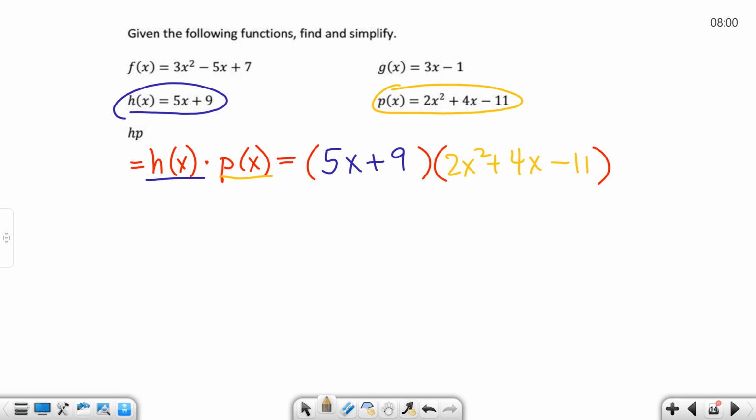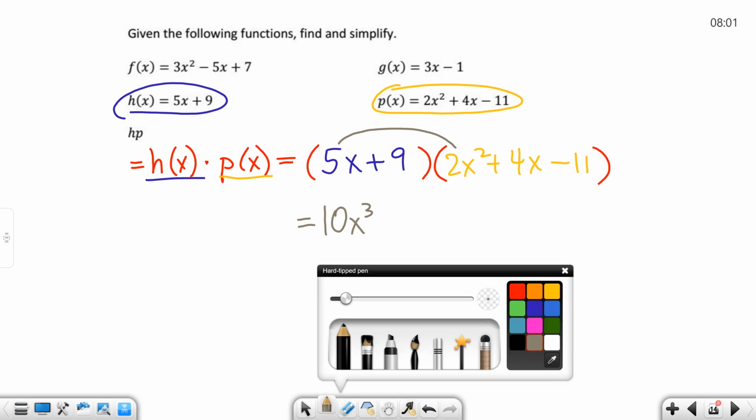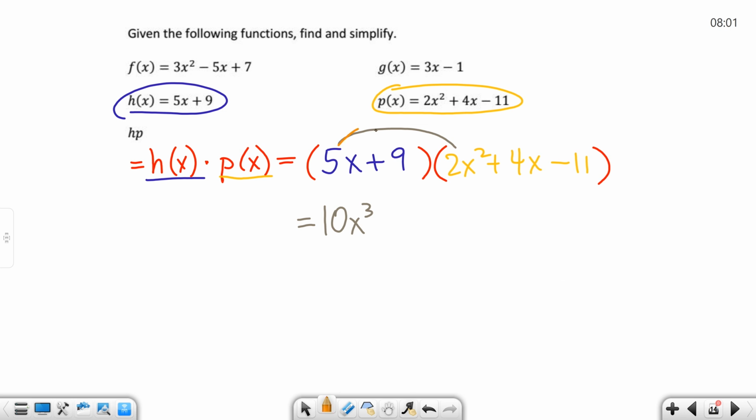It's bigger. But what you're going to do is take the 5x and distribute it to all three of these. So the 5x times the 2x squared is going to be what? 10x to the third, right? Because you have 1x and 2 more x's has to give you 3. 5 times 2 is 10. And then I'm just going to continue changing colors here. 5x times the positive 4x, that's going to be plus 20x squared, right? And then we're going to do this 5x all the way times a negative 11. So that's going to be minus 55x.